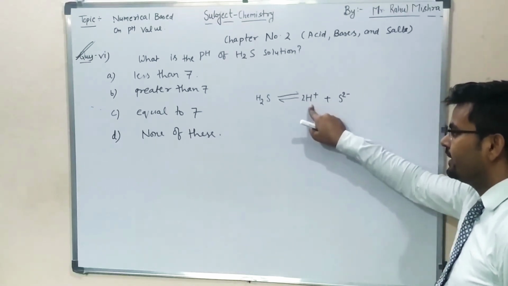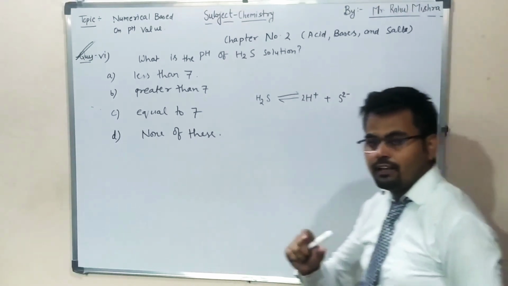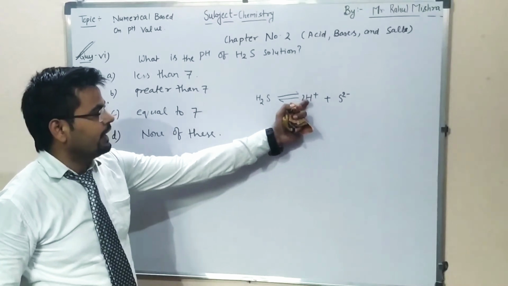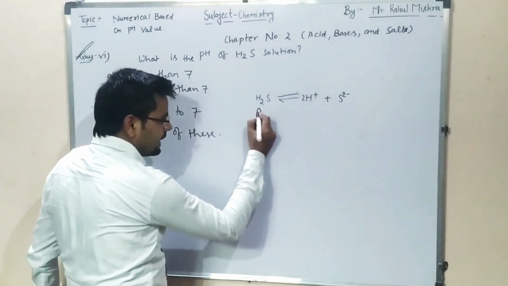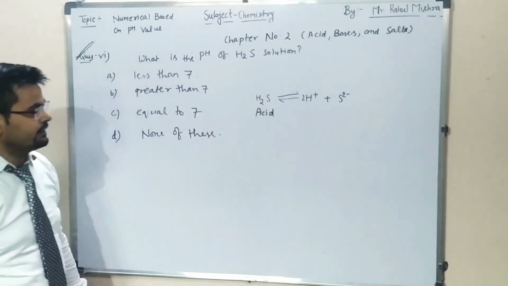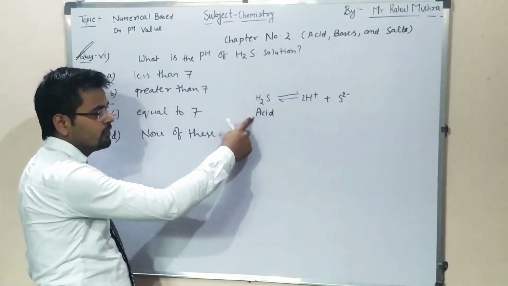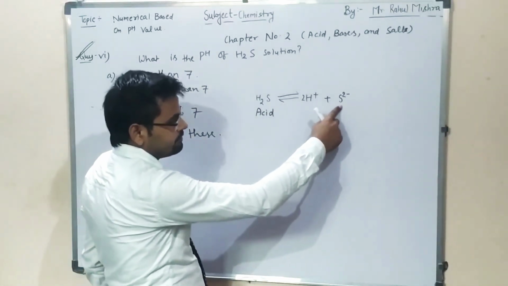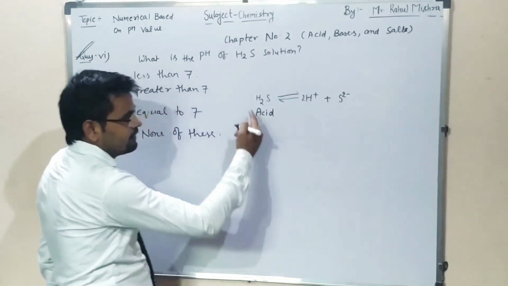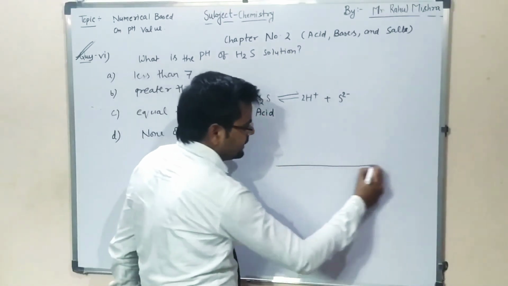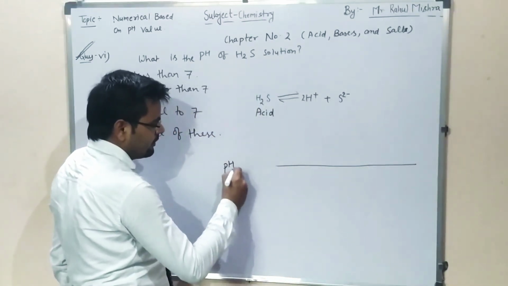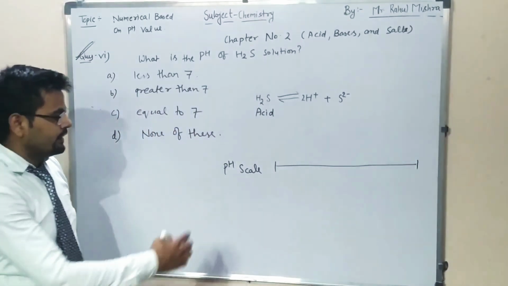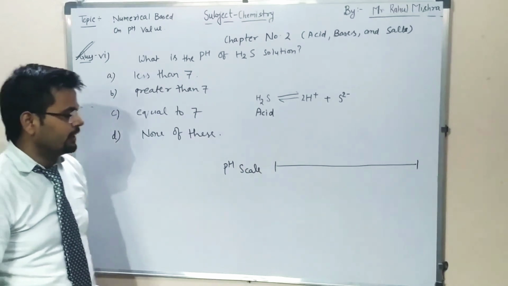H2S hydrogen ion देता है, and listen, all the compounds which produce H plus ion act as acid. It means ऐसे compound जो H plus ion देते हैं वो acid की तरह behave करते हैं. So listen, and we all know the pH scale. What is the pH scale? The pH scale is used to determine the nature of solution.